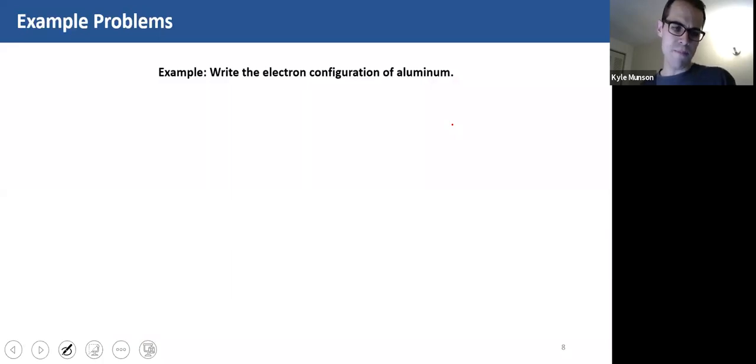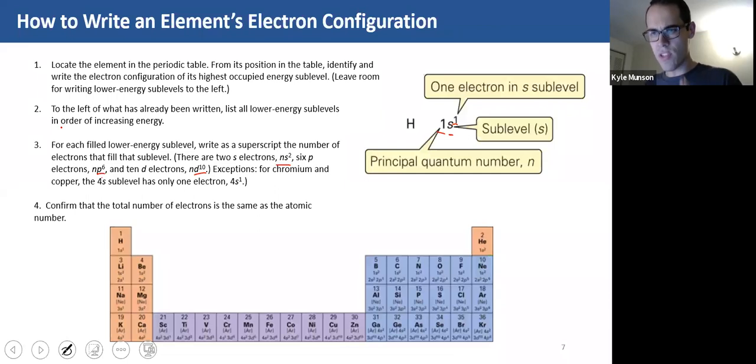Okay, so aluminum is element number 13. So I'll just write its symbol here. Okay, so I'll let you find it on the periodic table for a moment. And I'm just going to go back to our steps. So here's our steps. Locate it on the periodic table. Check. From its position on the table, identify and write the electron configuration of its highest occupied sublevel.